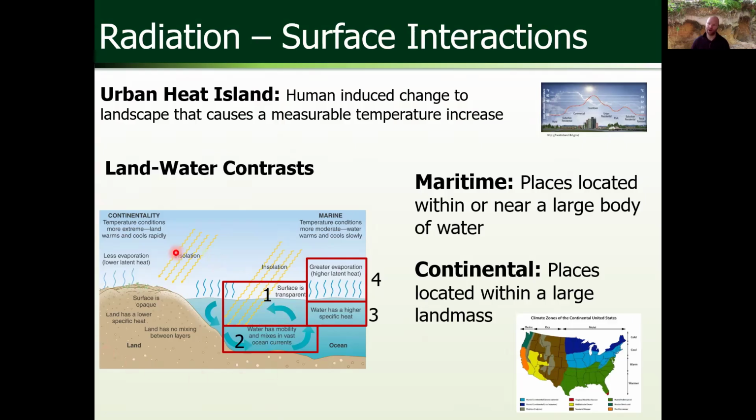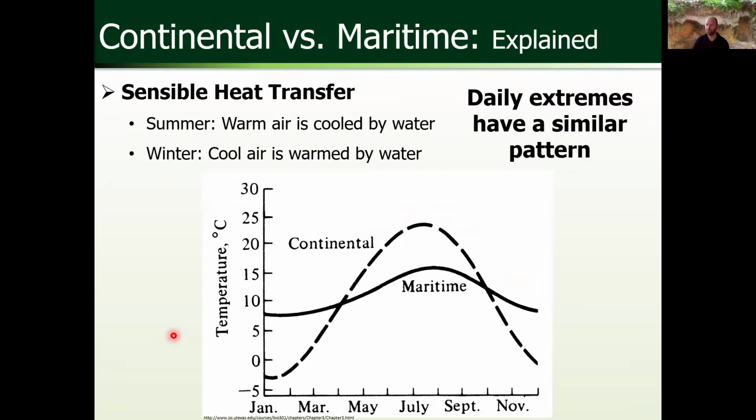This is a process-based understanding of the difference between land and water: land heats up much more rapidly than water because of these differences, and that affects the climates of a region. We can think about locations on Earth, like the continental US here. We have maritime climates located near a large body of water like the Pacific Ocean, versus continental climates, which are areas located within a large landmass. Now let's think about that over time.